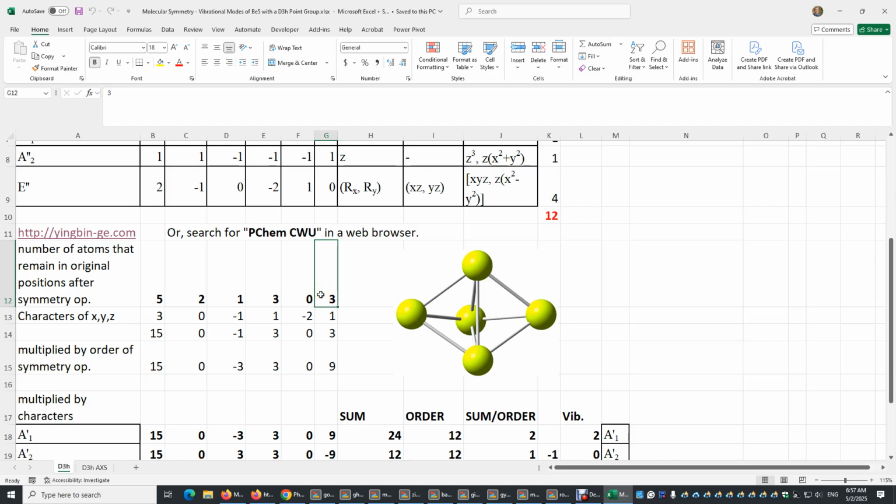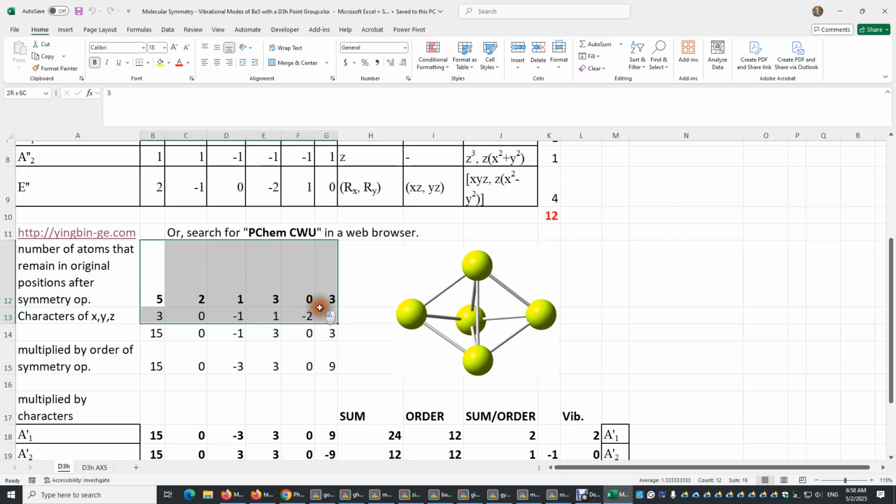Finally, sigma V. There are 3 sigma V symmetry planes. They all contain the principal rotational axis, and each sigma V symmetry plane contains 3 atoms. For example, 1, 2, 3. We're going to do a reflection, and then these 2 atoms will exchange their positions. So you put 3 here. Alright, this is just step number 1.